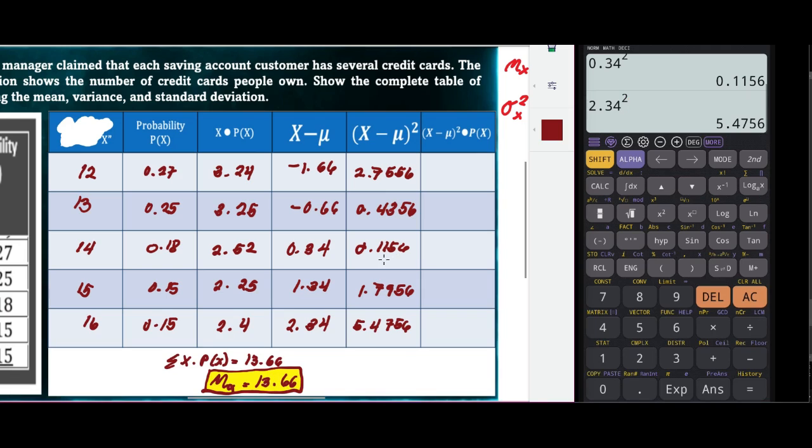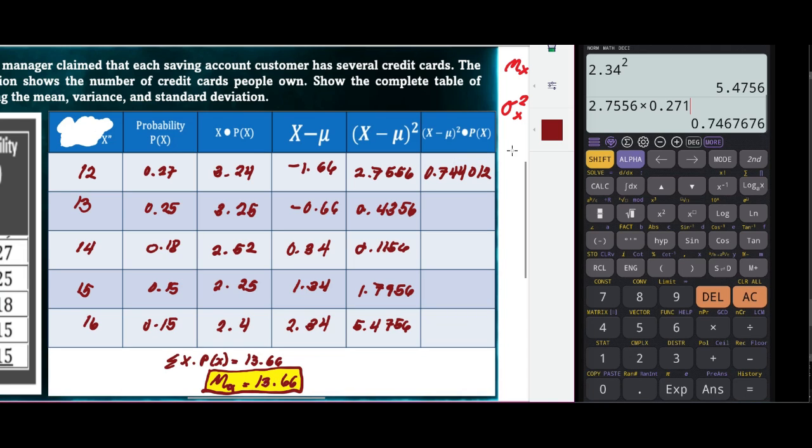Last natin class is kailangan natin siyang i-multiply naman ngayon. Itong values natin na ito, i-multiply naman natin siya ngayon sa P of X. Okay, sa probability natin. Okay? So let's try. We have 2.7556 times 0.27. Okay, so we have 0.744012.